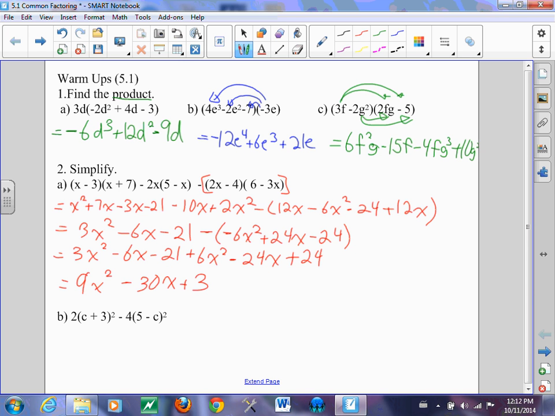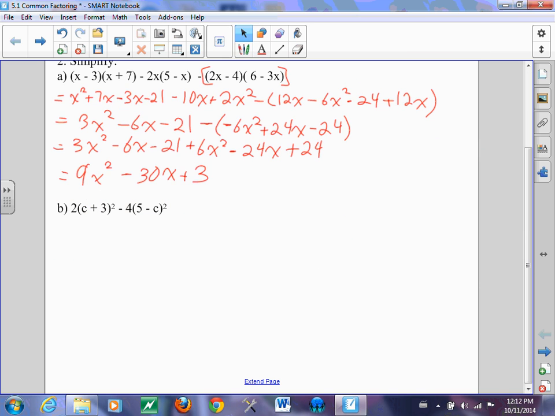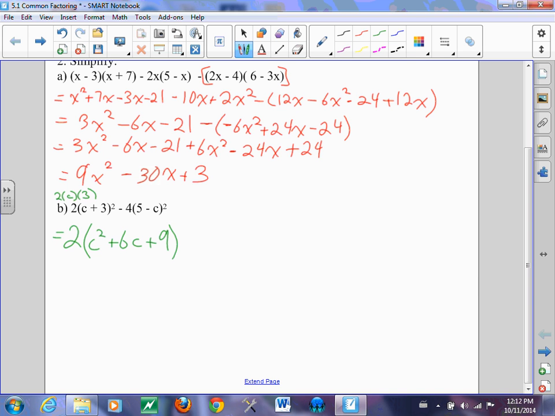Awesome. Now the last one applies to last day's lesson where we square it. So I'm going to do the short form, which we learned yesterday. Square the first, so c times c is c squared. Double the product, so 2 times c times 3, it's going to be plus 6c. Square the last is plus 9.